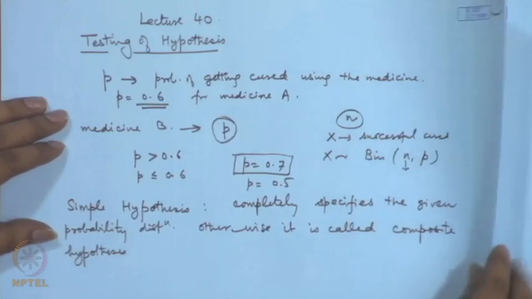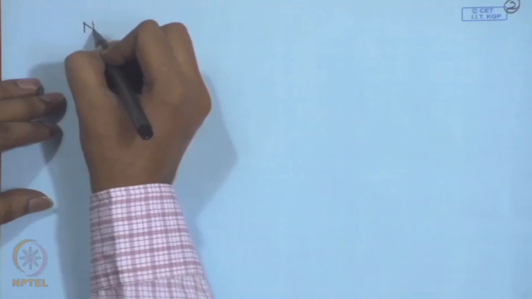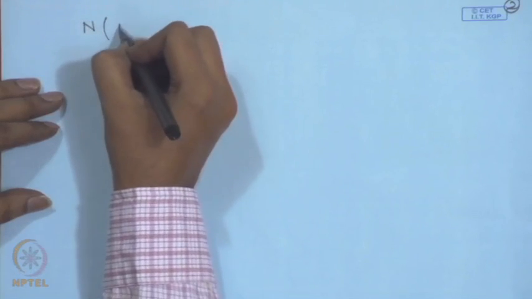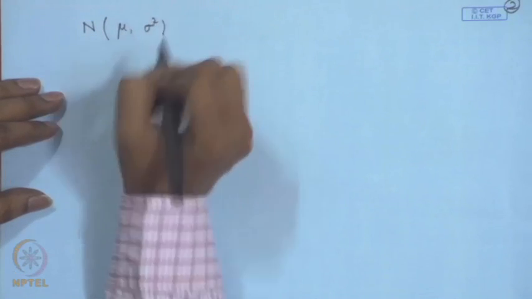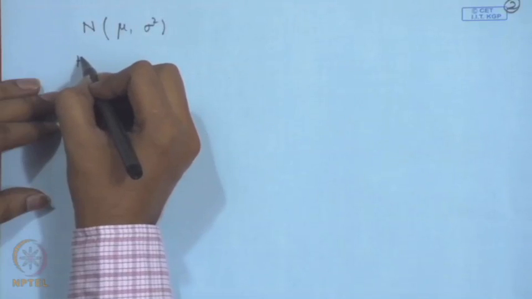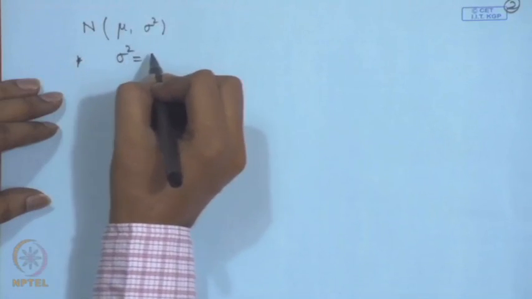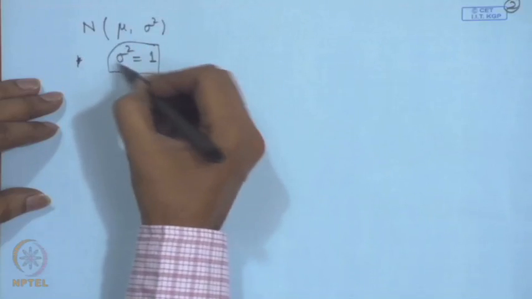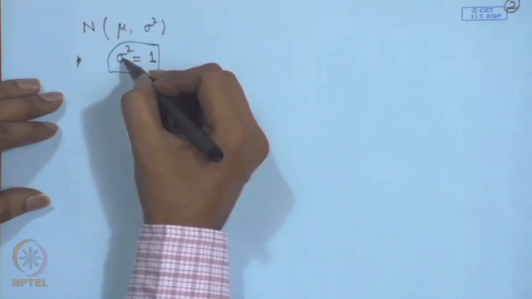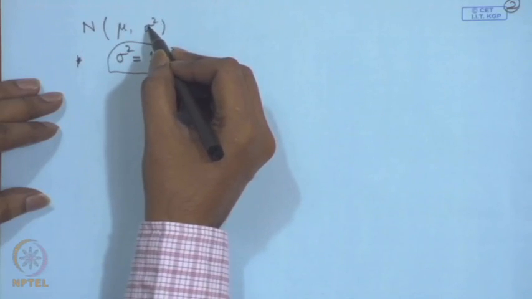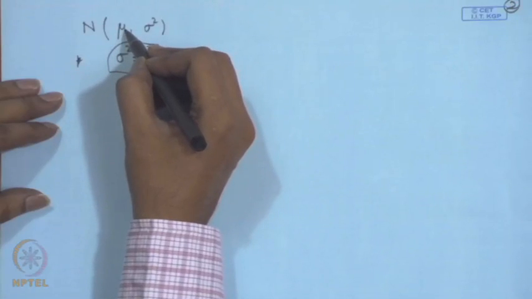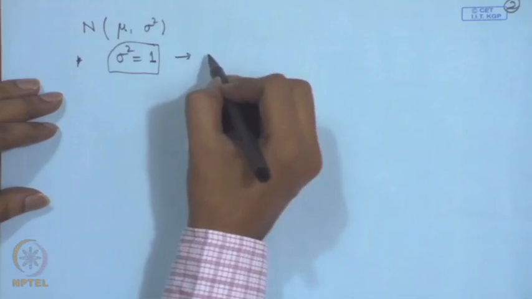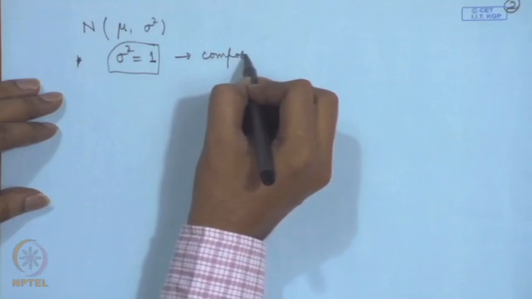See, we may have a situation like this. Suppose we are considering a normal distribution with parameters mu and sigma square. We want to test whether sigma square is equal to 1. Now, if I say sigma square is equal to 1, this is not actually a simple hypothesis, because this is only specifying the value of sigma square, mu is not specified here. So, this is actually a composite hypothesis.